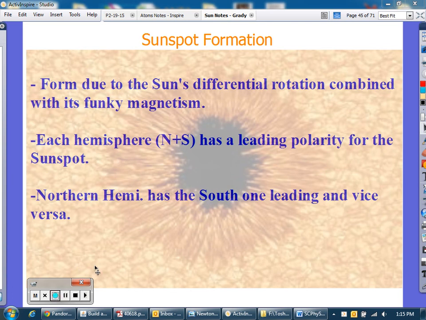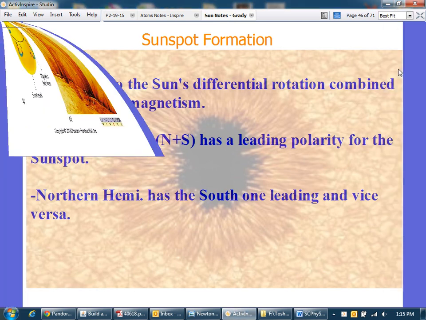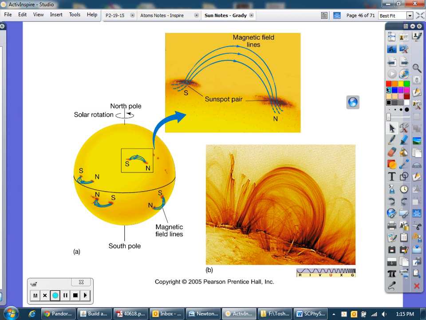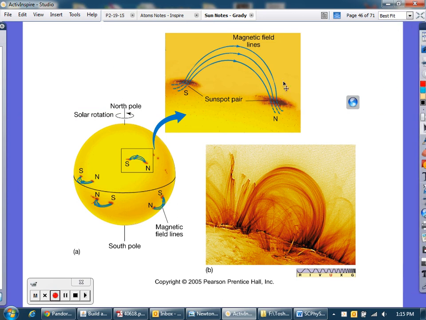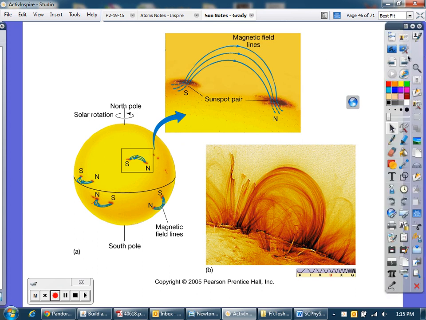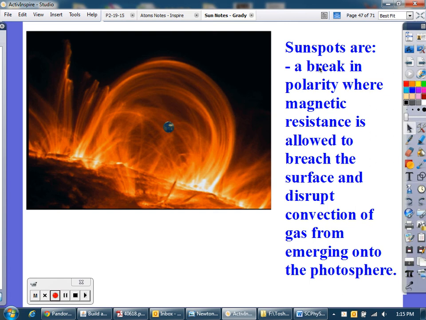This is basically exactly what I was just saying about why each hemisphere has a leading polarity. It's opposite to what you would normally think. The north hemisphere leads with the south sunspot. The south hemisphere leads with the north sunspot. The magnetic field will loop, just as any magnetic field will, from north to south pole. On the surface of the sun, plasma will actually ride these loops, and it'll cause these really large loops of plasma right here. Now they have a name as well, which we're getting to.